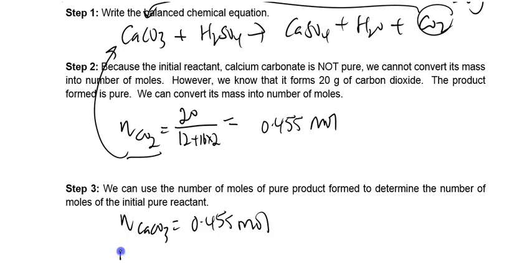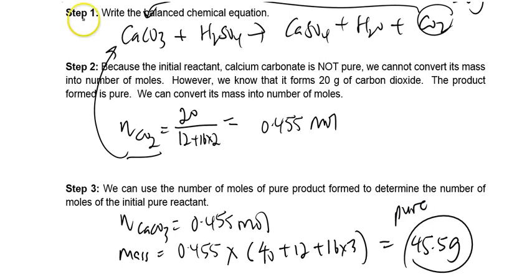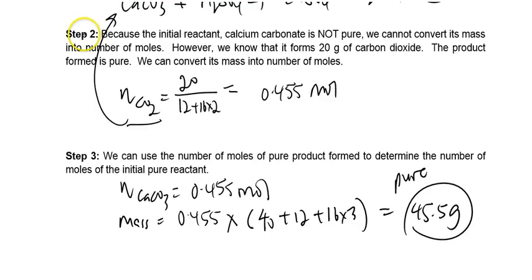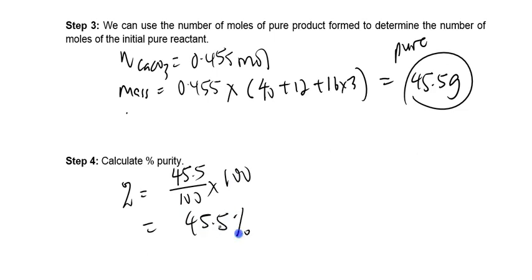So once we know this, the mass is easily calculated. It's 0.455 times the molar mass, 40 plus 12 plus 16 times 3. I will have 45.5 grams. So this is the pure calcium carbonate. The impure one is 100 grams. So the percentage purity would simply be the pure over impure times 100%, giving me 45.5% purity. Okay.